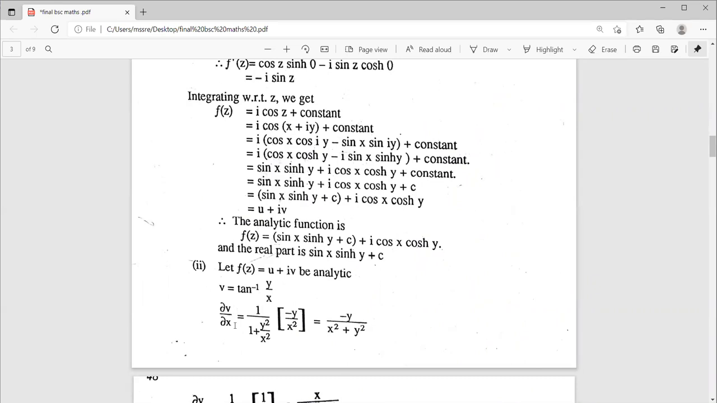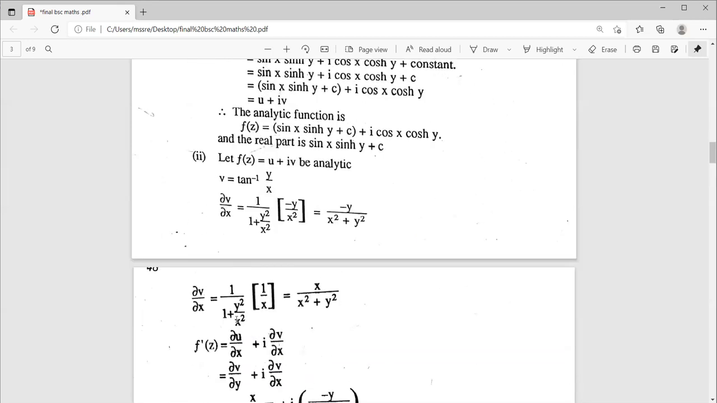Delta v by delta x: differentiation of tan inverse is 1 by 1 plus y square by x square. Differentiation of y by x partially with respect to x keeping y constant, that is, keep y as it is. 1 by x differentiation, differentiation of 1 by x is minus 1 by x square. Taking LCM, x square comes in the numerator at the end. That x square cancels, and we get minus y by x square plus y square. This is delta v by delta x.